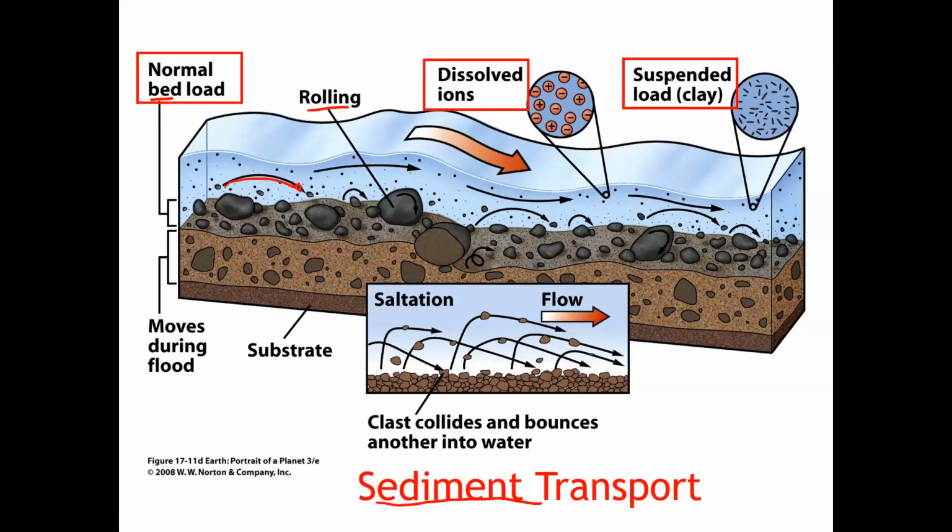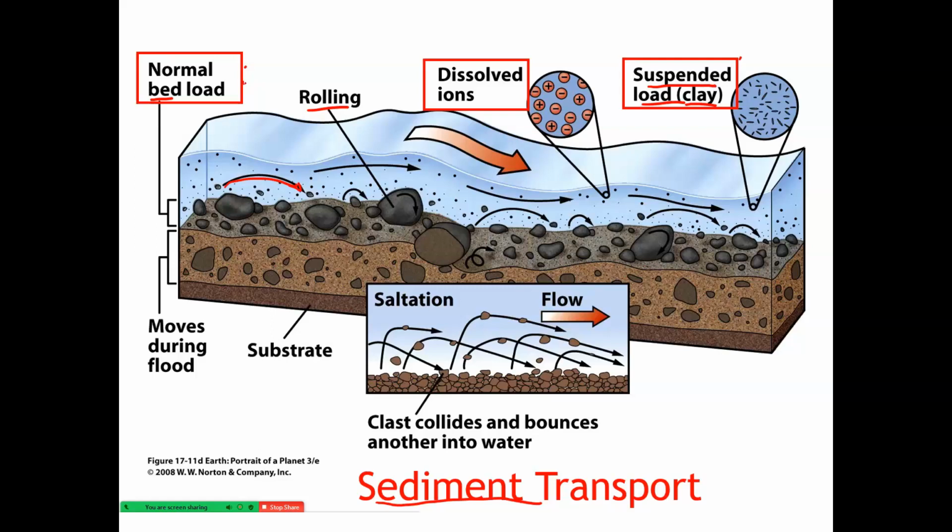Whereas the suspended load are much finer particles. The bed load can move particles of really any size. The suspended load can only move those particles that are the smallest that can stay floating in the water. So that's generally going to be things like clay, maybe some silt, and in particularly fast rivers, you might have some sand in there. But for the most part, suspended load is going to be clay particles.